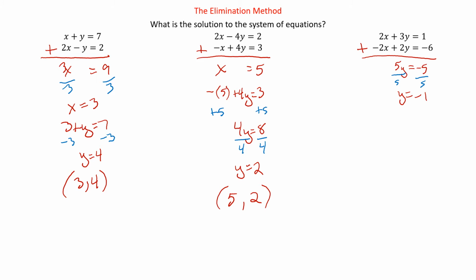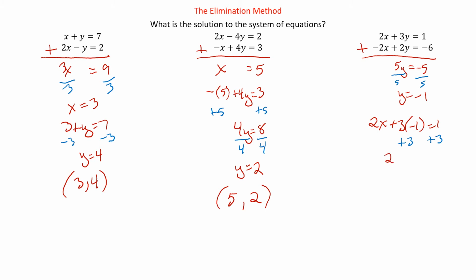And then we can plug this into either of them. In this case, I'm going to choose the top one only because there's more positive numbers there, so there's less of a chance of making a mistake with a negative. So 2x plus 3 times y, which was negative 1, equals 1. 3 times negative 1 is negative 3. So we can add 3 to both sides.